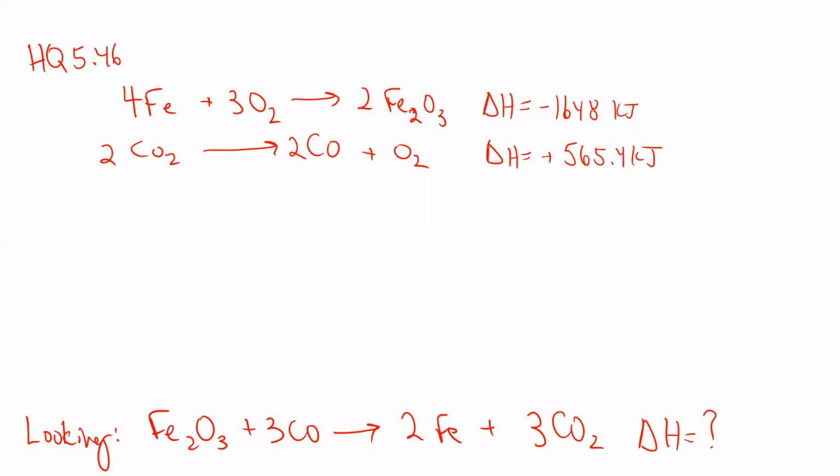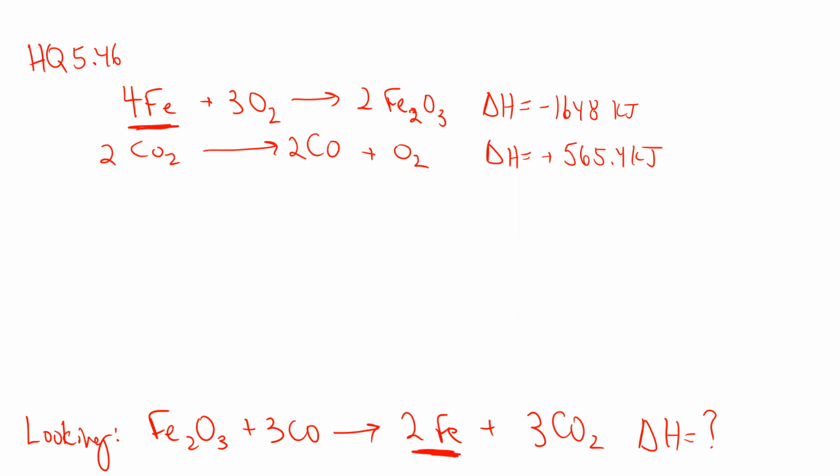Right? So we know the top two reactions, we're looking for the bottom reaction. So we're going to start by trying to find out how I can manipulate the top two reactions to give me the bottom. And so I would start with iron, right? Because we can see up here, iron is a reactant, and I need it as a product. So what can we do with that first equation that gets us closer to the equation we're looking for?